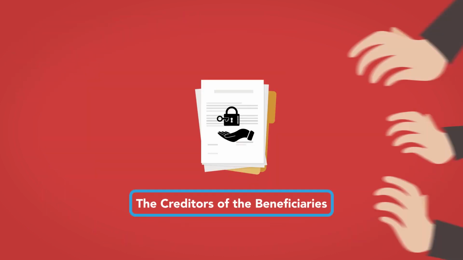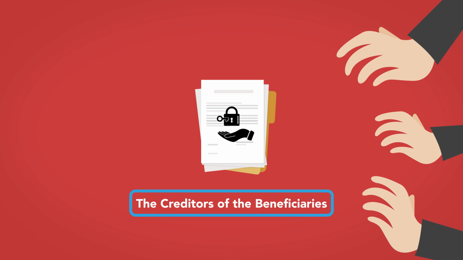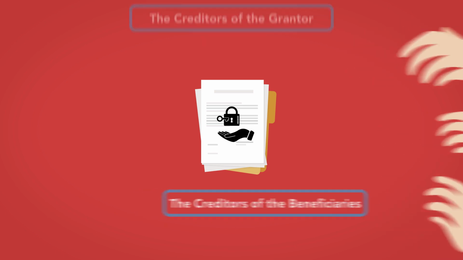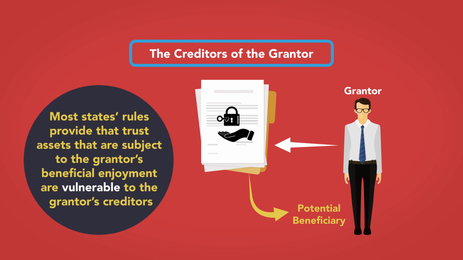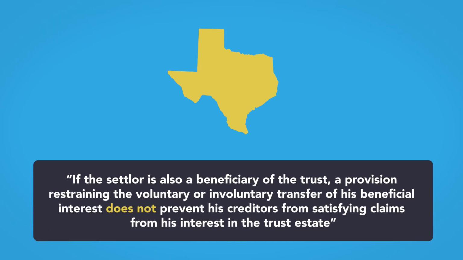Protecting trust assets from the creditors of the beneficiaries is therefore comparatively straightforward. Much more complex, however, is protecting trust assets from the creditors of the grantor, who also seeks to remain a potential beneficiary of the trust. Most states' rules provide that trust assets that are subject to the grantor's beneficial enjoyment are vulnerable to the grantor's creditors. For example, Texas law provides, if the settlor is also a beneficiary of the trust, a provision restraining the voluntary or involuntary transfer of his beneficial interests does not prevent his creditors from satisfying claims from his interest in the trust estate. Similar statutes appear on the books of New York, California, Florida, and most other states.